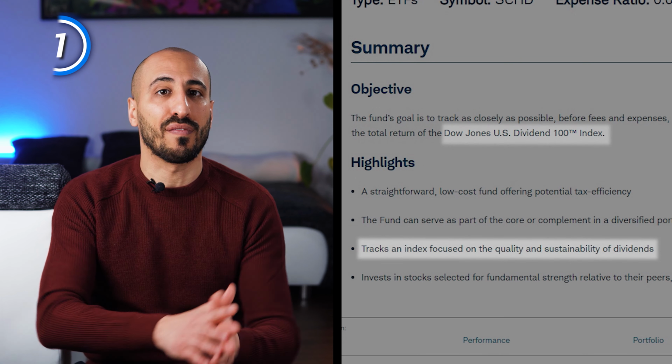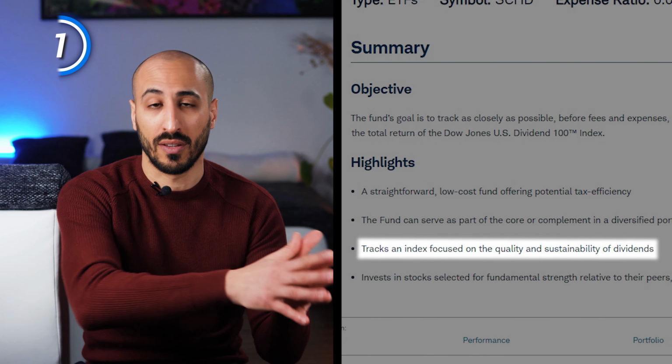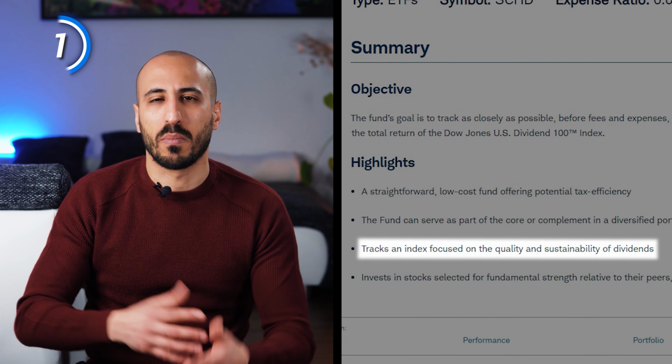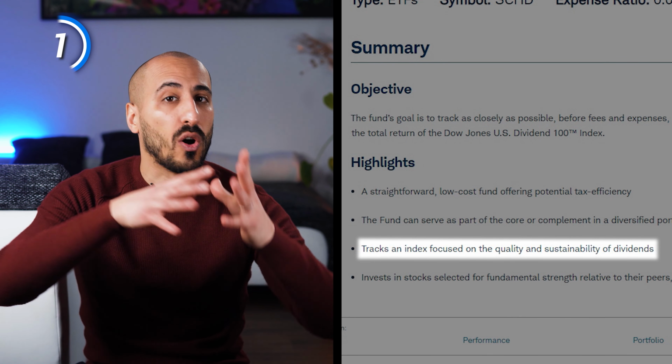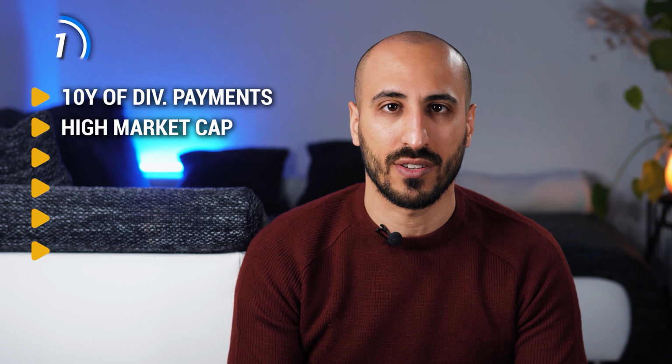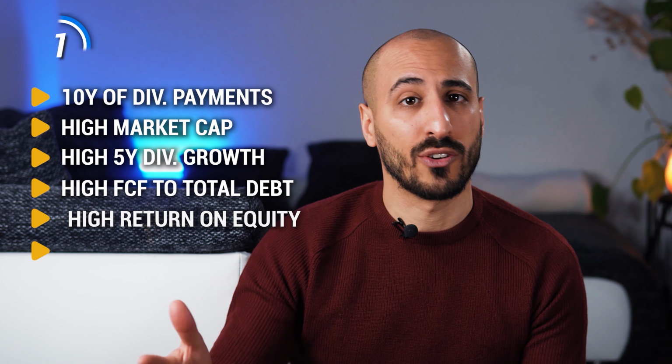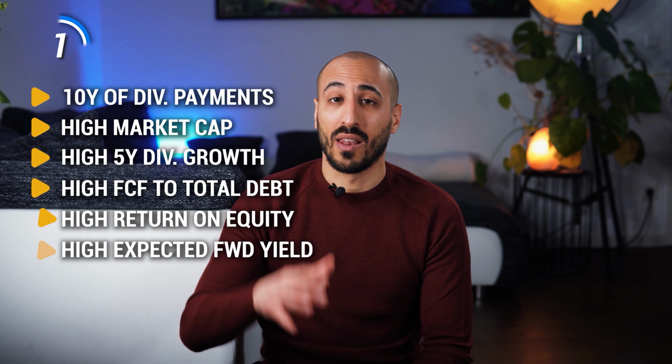And the goal of this ETF is to find quality, sustainable dividend yielding companies. So there is not only a research of high dividend yielding companies, but also a higher focus on the value of the companies. Companies are chosen if they have 10 consecutive years of dividend payments, a high market capitalization, high dividend growth over the past 5 years, high free cash flow to total debt, high return on equity, and expected forward yield. A lot of important factors are used to find and select value companies that are able to deliver stable and high dividends in the long term.